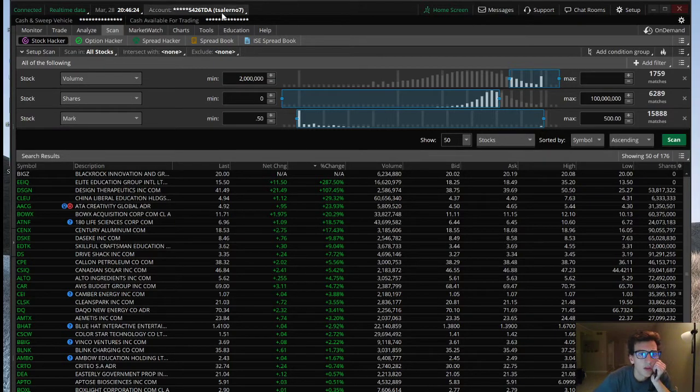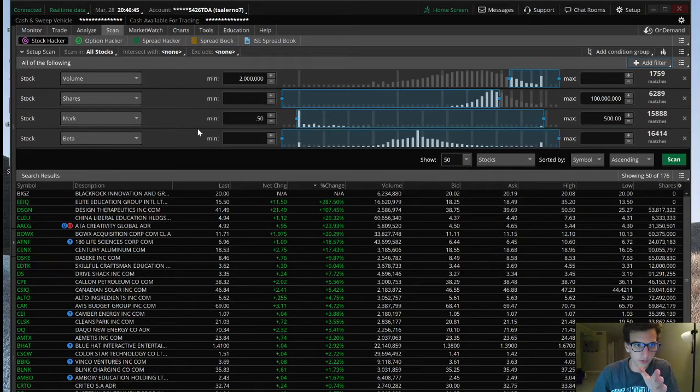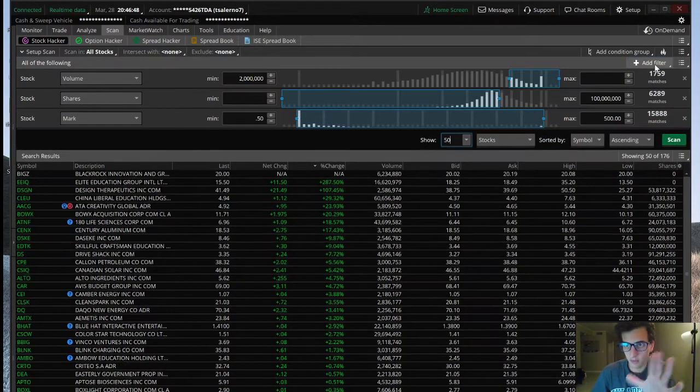So you open up your scanner here in ThinkOrSwim. Make sure you have 3 filters up. If you don't have 3 filters, you just go to add filter up here and add for stocks. Make sure it's in Stock Hacker, by the way. You want to be under Stock Hacker, and then you want to have 3 filters here for stocks.